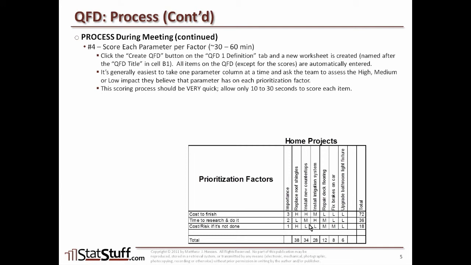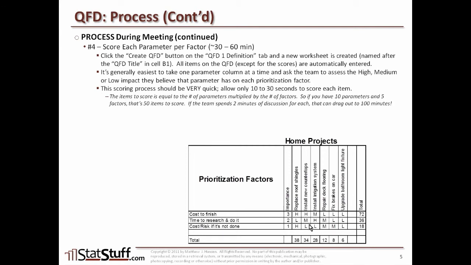Only allow maybe 10 to 30 seconds for scoring each item, or even less if possible. That might sound pretty fast, but if you think about it, if you have 10 different parameters, that is like 10 different projects or opportunities that you're reviewing, and maybe you have 5 different prioritization factors, well, that means 10 times 5, you're going to have 50 different cells that you're going to have to populate with low, medium, or high. Well, if you spend 2 minutes on each one of those items, then 50 different items times 2 minutes could take 100 minutes. We definitely don't want to spend that much time on this. You want to go as quickly as possible.